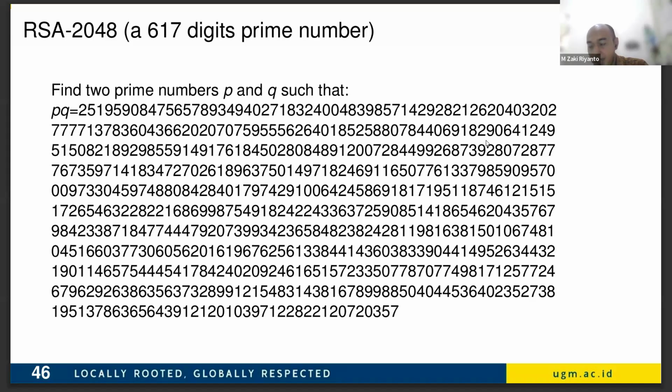Until now, there is no one who has managed to find the values of P and Q. Actually, this number is called RSA 2048 because this number is 2048 bits, and it's 617 digits.